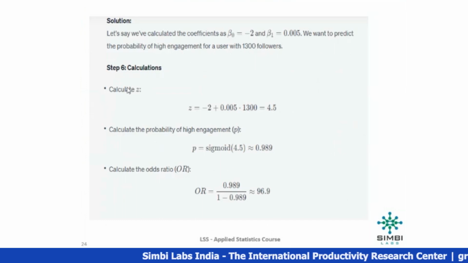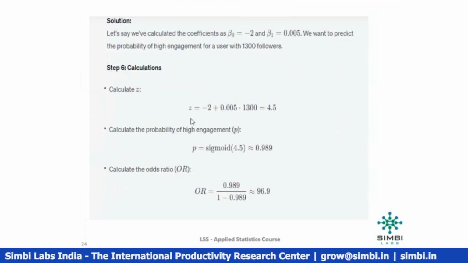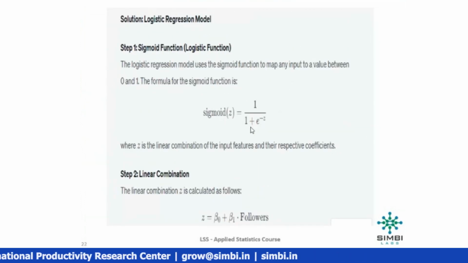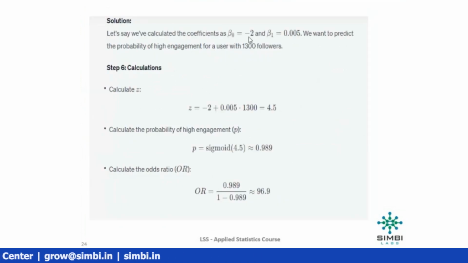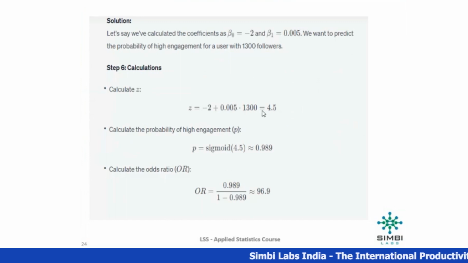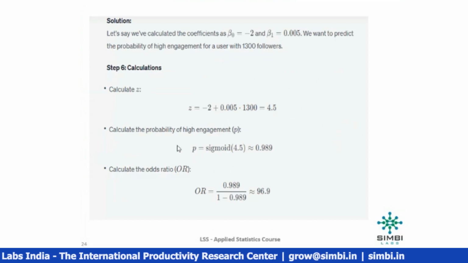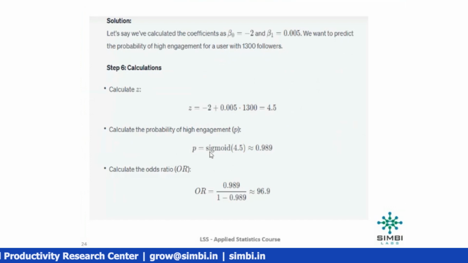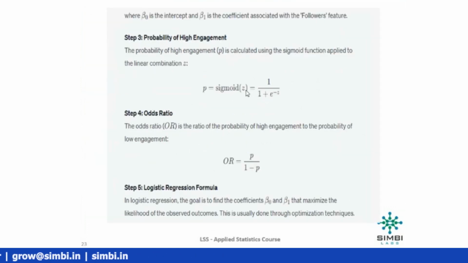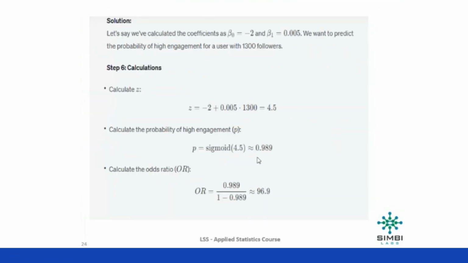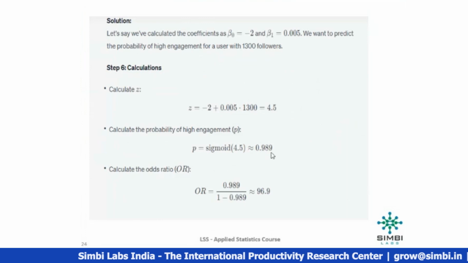So next we can do the calculation of z. Here we have already seen the formula: z equal to beta 0 plus beta 1 times the number of followers, so -2 plus 0.005 times 1300 followers. So the z answer we got is 4.5. And we need to calculate the probability of high engagement using the formula P equal to sigmoid of z. So P equal to sigmoid of the z value 4.5, which is approximately 0.989.